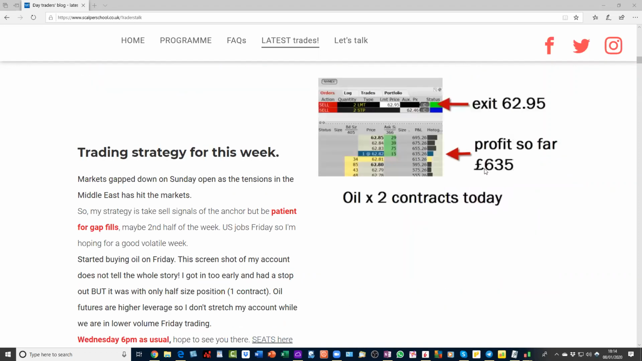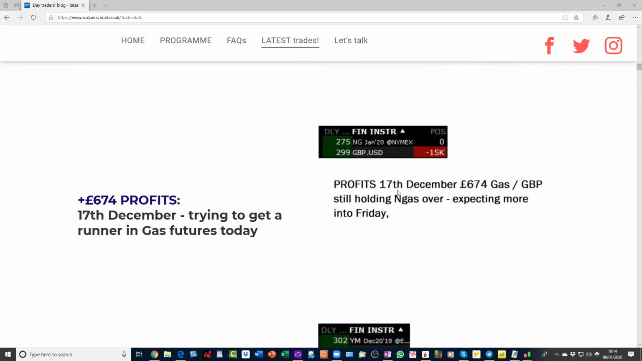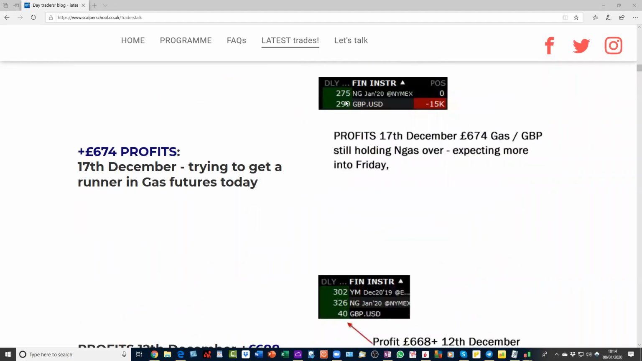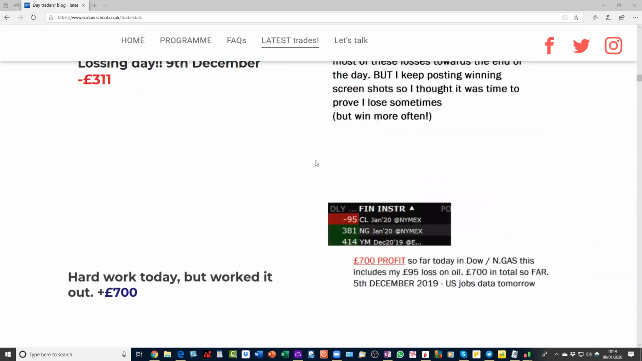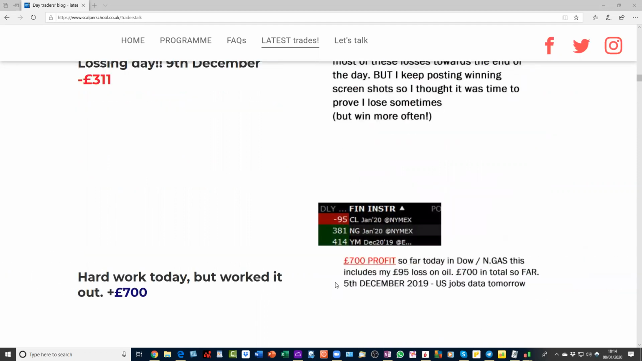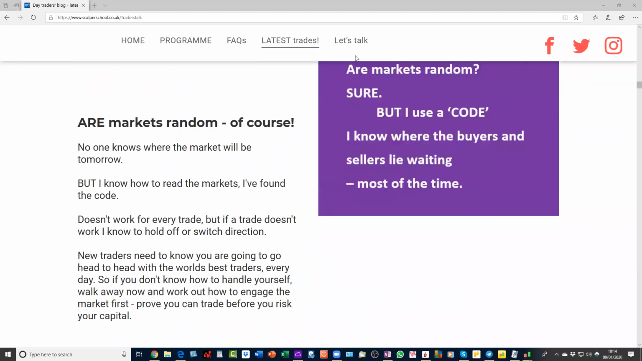Here's a 635 profit on... I've not dated it. I think this was back in the last week. I think I normally put a date on it, apologies. And then this is back in the last year. So we've got 17th December, 12th December, and all sorts of little losses, decent profits. Okay, so just keep a check on that.